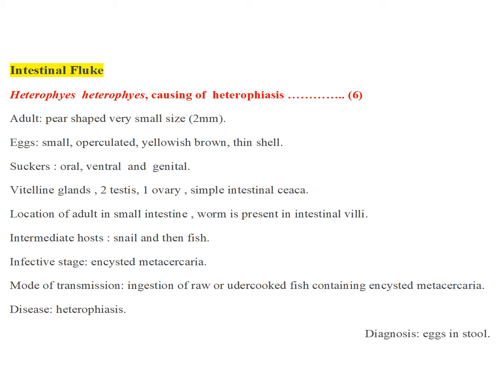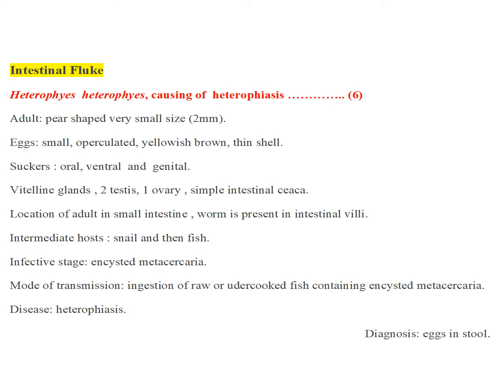Now about the location of the adult worm: it is in the small intestine, and the worm can be present in the intestinal villi. There are 2 intermediate hosts: the first is the snail, and the second is fish. The infective stage is the encysted metacercaria, found in the second intermediate host, fish.